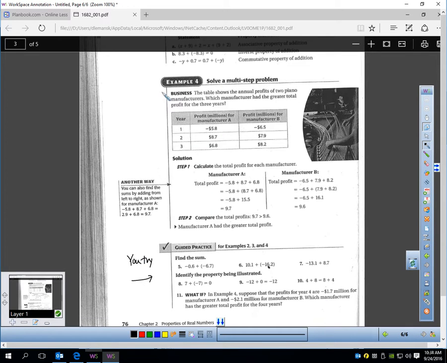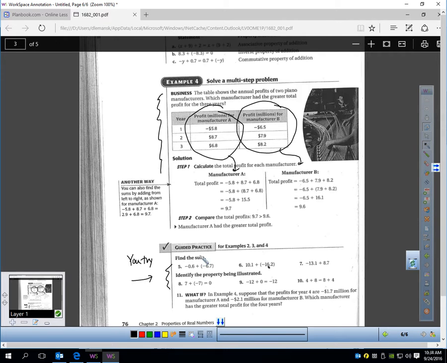They walk through a quick word problem using addition. I'm going to skip that on the video. This is something you can review on your own. It's pretty clear what they're doing. They're taking manufacturer A profits, adding them up, manufacturer B profits, adding them up, and seeing which one is a greater profit. I want you to pause the video real quick and try 5 through 10 on your own, and they'll take a minute or two, and then let the video run and we'll walk through them.